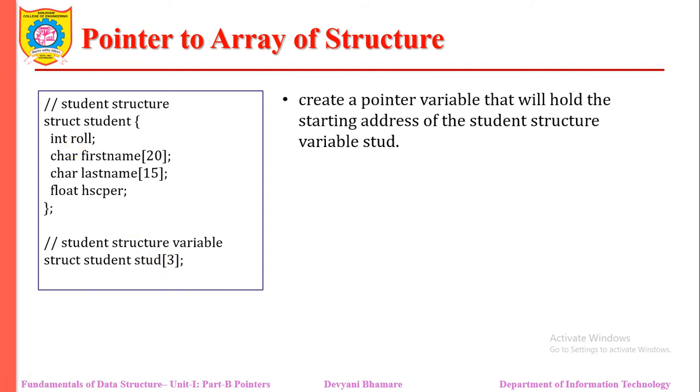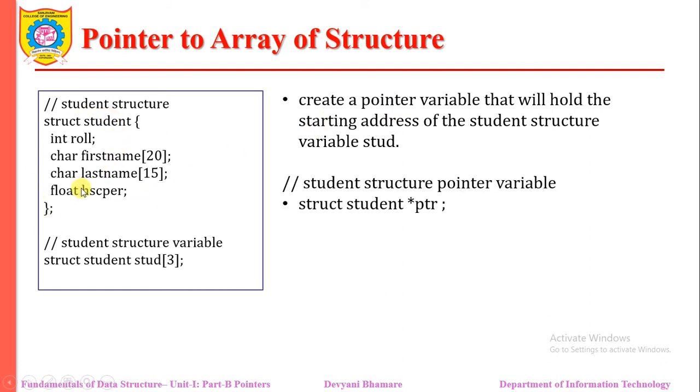Also, we have seen that if we are using such an array of structure, then we use the index, or subscript, stored in the square brackets: 0.file name, 0.last name, 0.HSC percentage, and so on. In that same fashion, we can use pointers. So what is the first thing? We need to create a pointer variable that will hold the starting address of this particular structure.